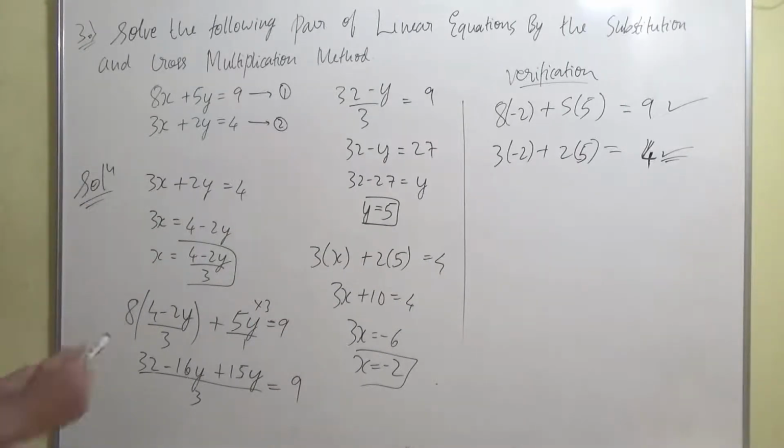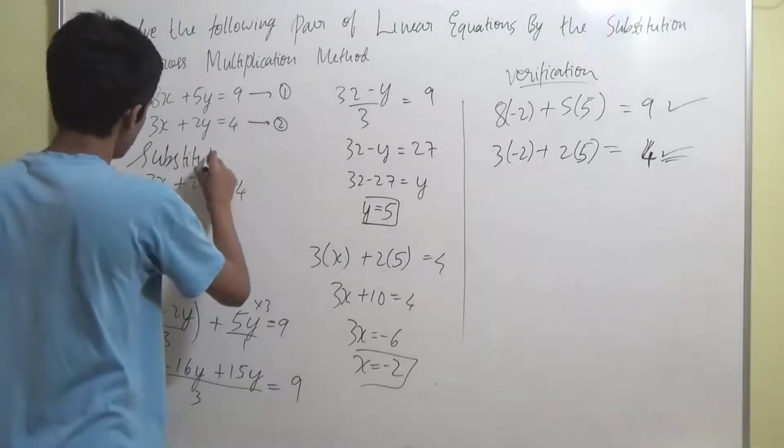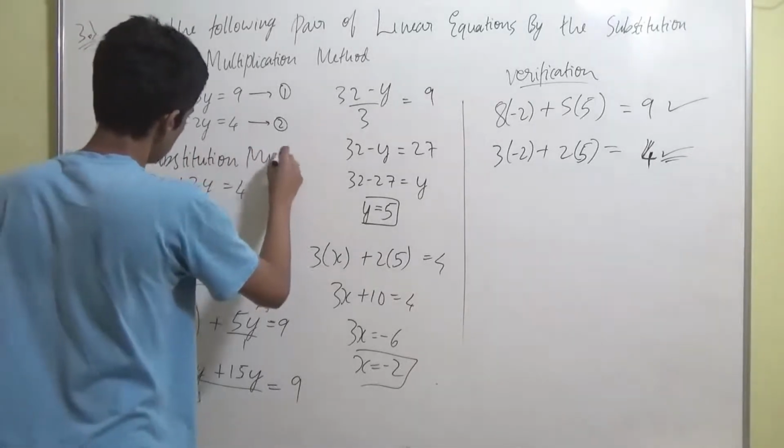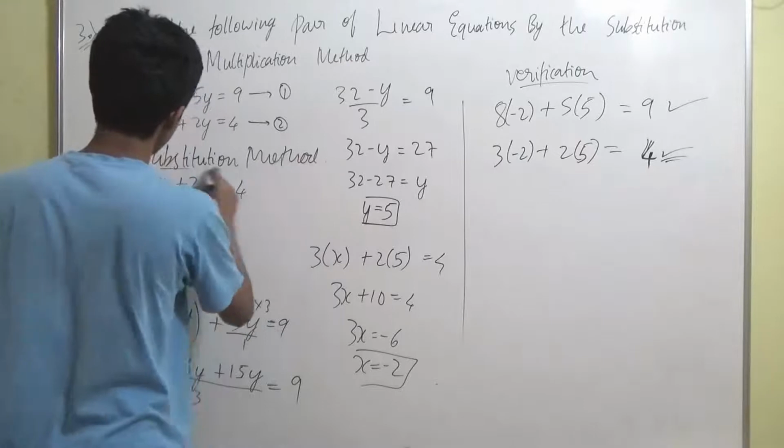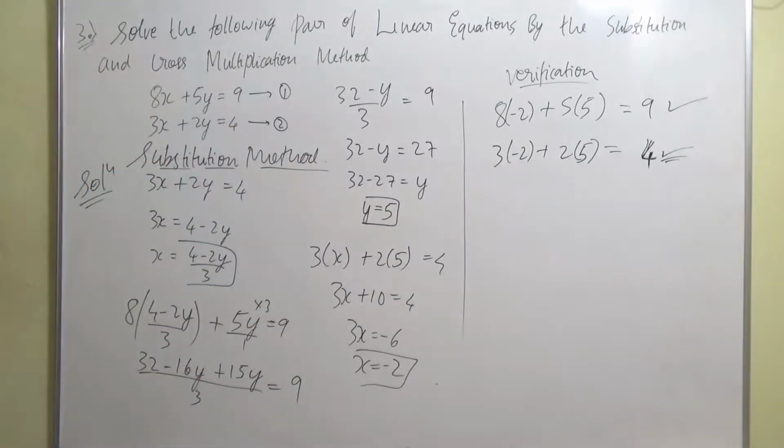Okay, it's not done. We have to do the cross multiplication method as well. So the substitution method is over. This one was the substitution method solution. Guys, I'll move aside now. You can take the screenshot of this. We can go to the cross multiplication method. Done. Took the screenshot. Can I rub now? Okay.